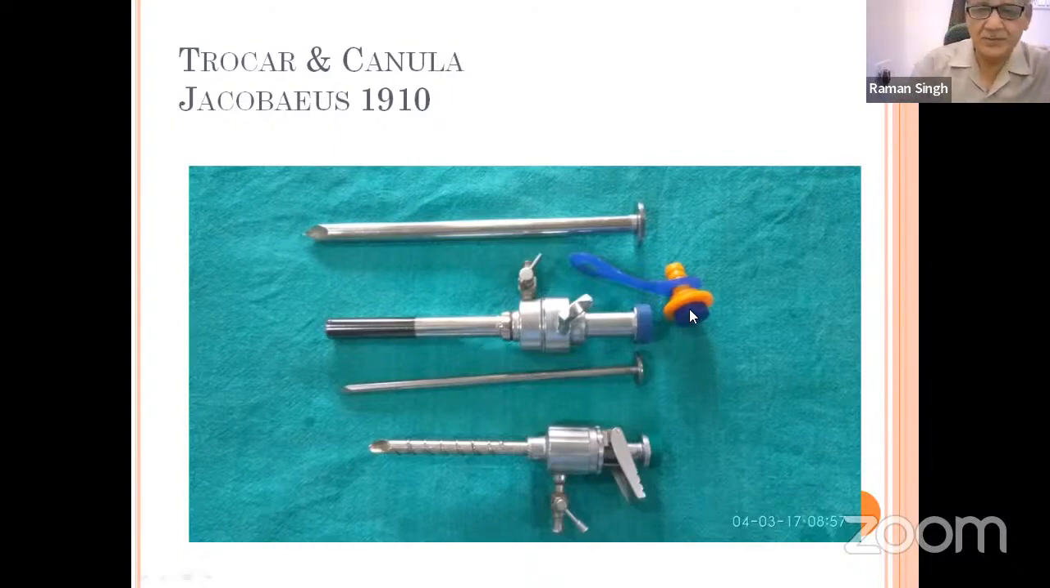So two types of reducer are there. This reducer is used at the top of the cannula, and this reducer is introduced into the 10 mm trocar to insert 5 mm instruments.